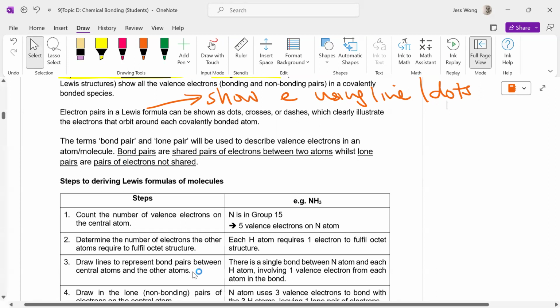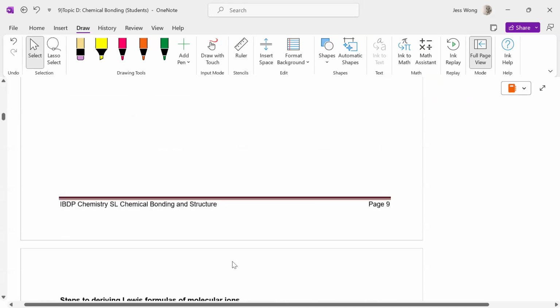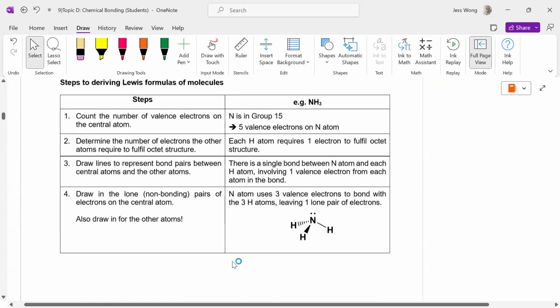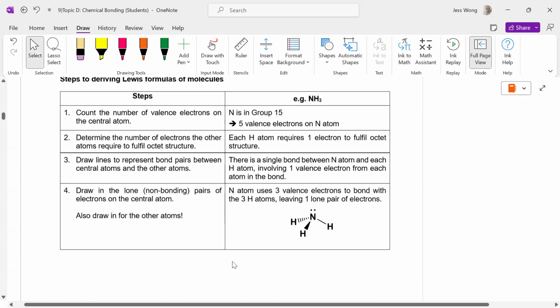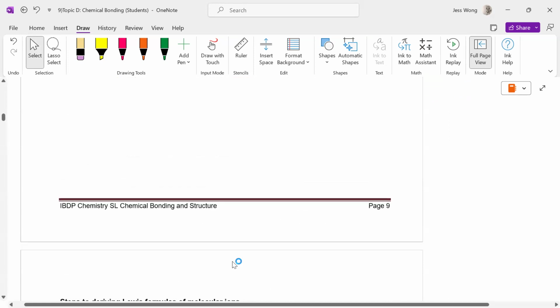All right. Now, there is actually a proper way to draw Lewis structures. But I think most of the time, most of our students draw Lewis structures by their feeling. Okay, so actually it's not correct. I'll show you how to draw Lewis structures by going through the steps. Okay.